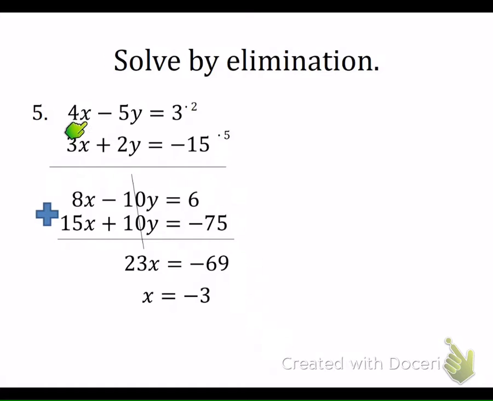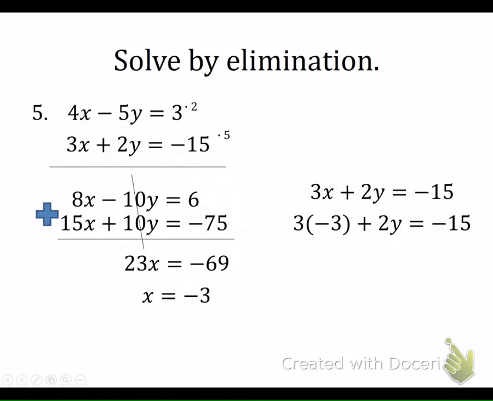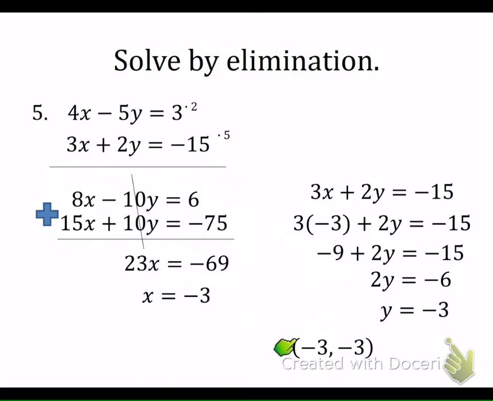It doesn't matter where you plug it in. Once again, I probably wouldn't plug it in here just in case we made an error. It's easier to just go with the originals. I'll go with the one that's a little smaller, with less negative signs. I'm going to do it into the second one. When I plug negative 3 in there, I end up with negative 9 plus 2y equals negative 15. Add the 9 to both sides. 2y equals negative 6. Divide by 2. Y equals negative 3. I think it's going to be negative 3, negative 3.